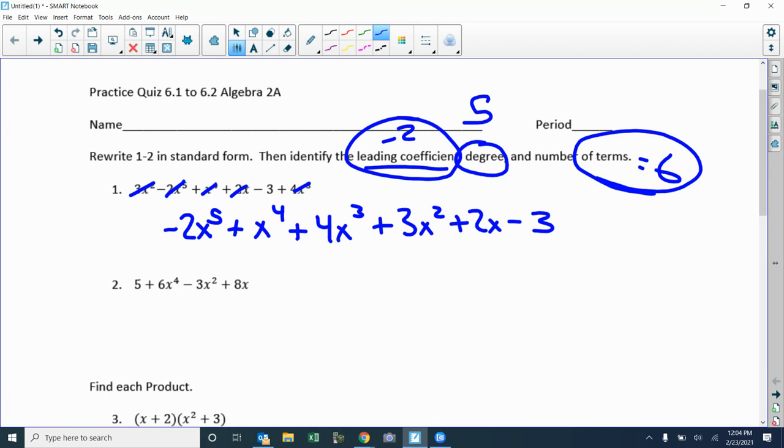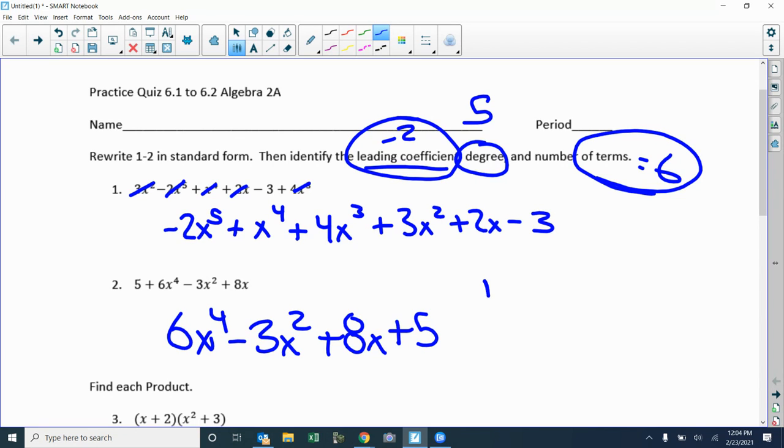Second one's the same way. Standard form. We're gonna have the 6x to the fourth minus 3x squared plus 8x plus 5. So the degree here is 4. Lead coefficient is 6. And number of terms is 4. Folks, those are pretty easy. Make sure you know. I don't think there's anything difficult there. Those are easy points. Does everybody feel okay?